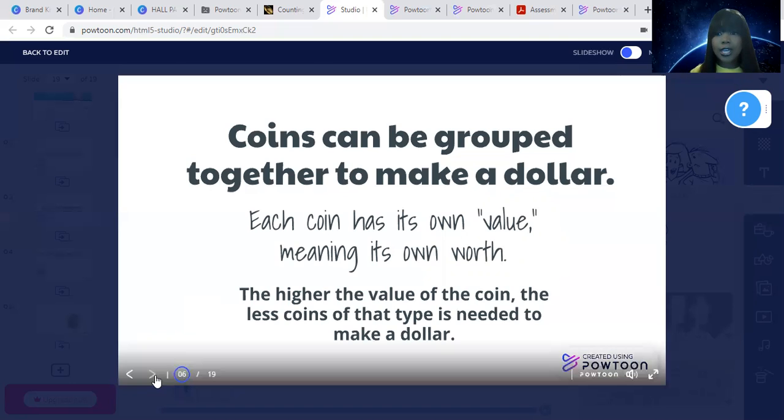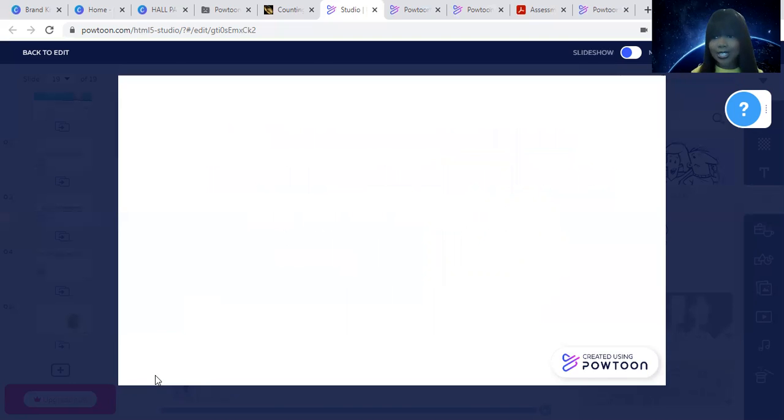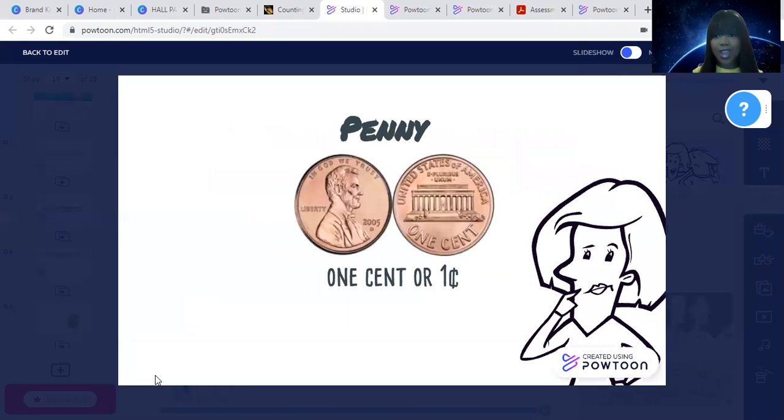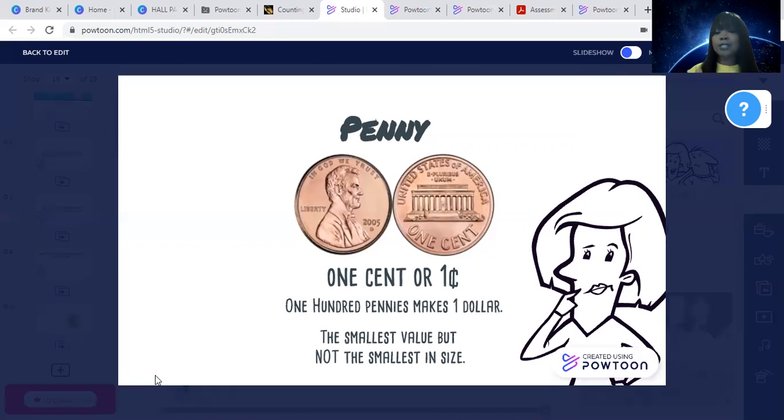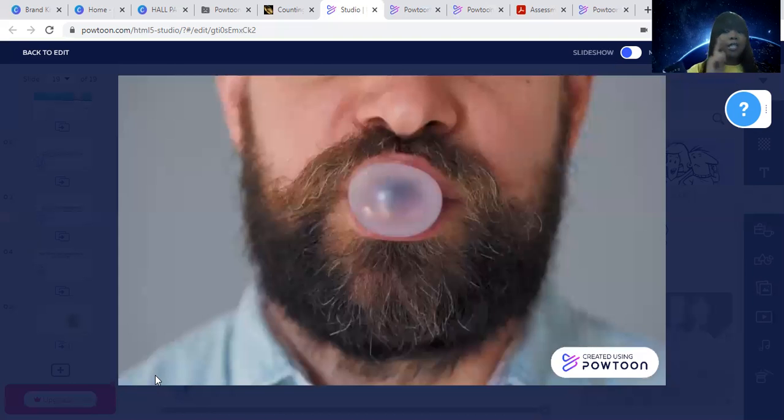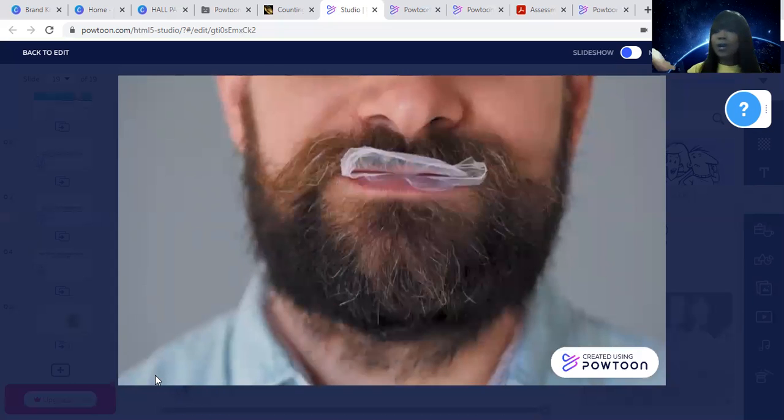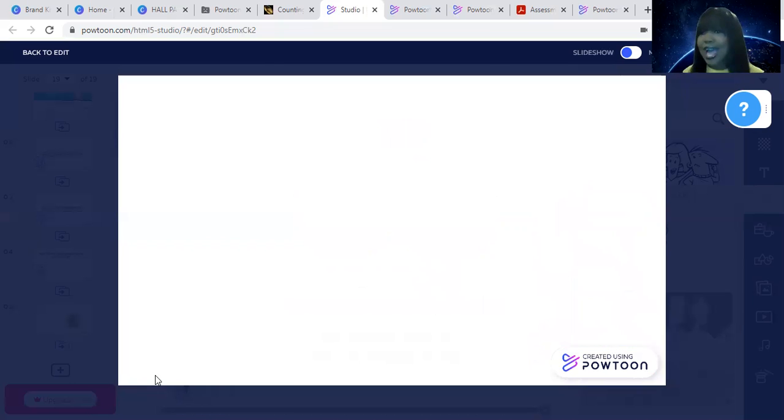So now we can get into one of the most common coins that we are going to encounter in our lives. We have the penny, and it is the most noticeable because it is brown and is 1 cent. And 100 of these pennies make a dollar. Although it is the smallest in value, it's not the smallest in size. And here we can buy bubble gum with a penny, right? At least at the gas station we can.